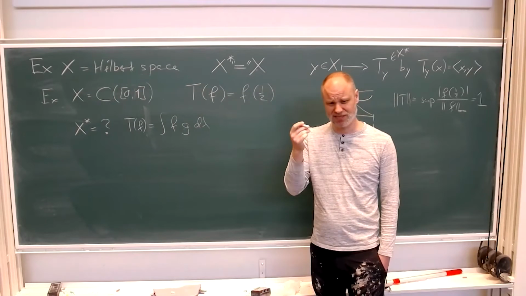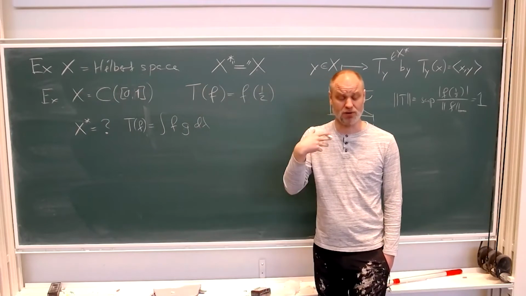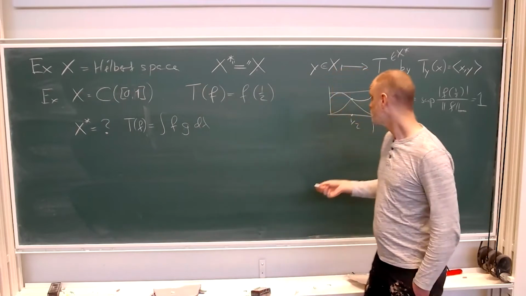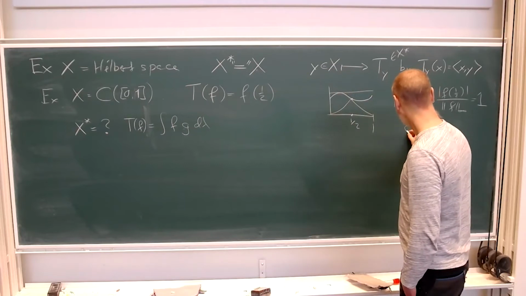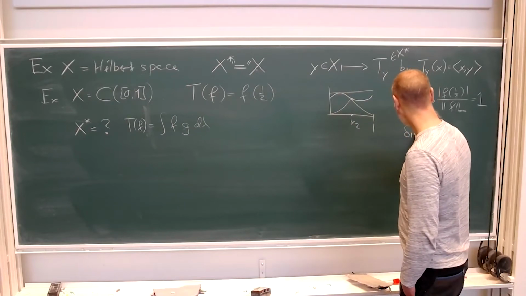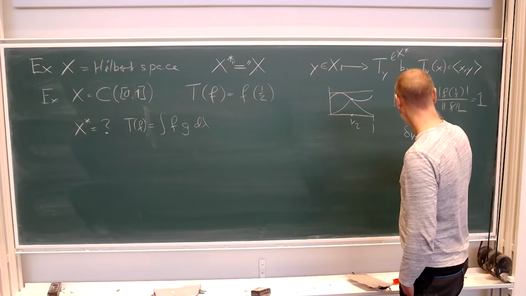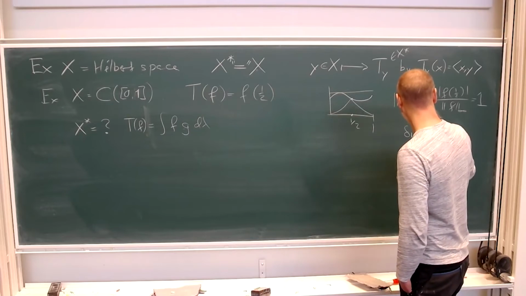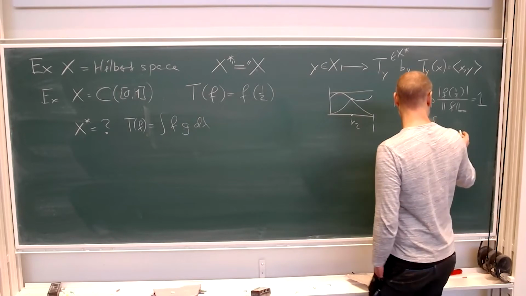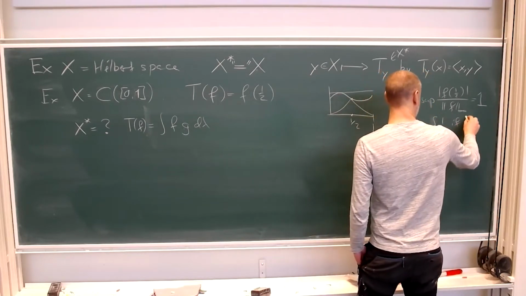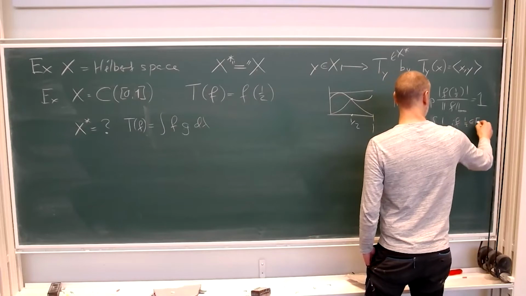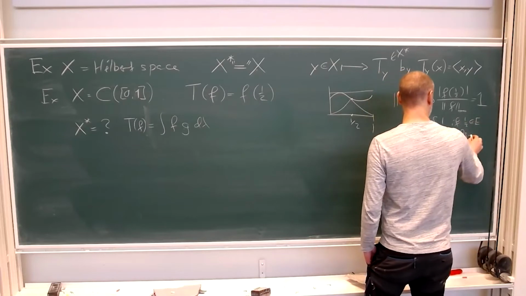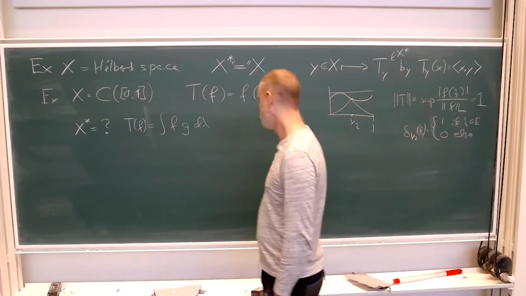Dirac measures are the simplest, stupid type of measure. So the Dirac measure, let's say delta of 1/2, of some set E is equal to 1 if 1/2 is in E, and 0 else. It's a very stupid measure, right?